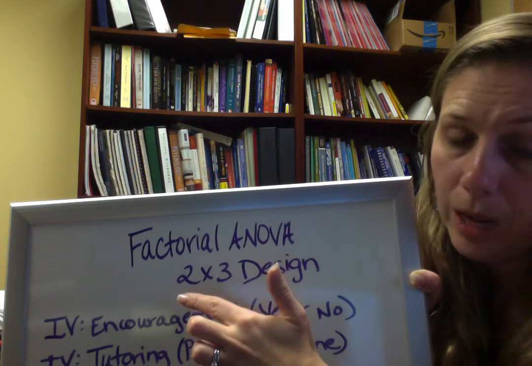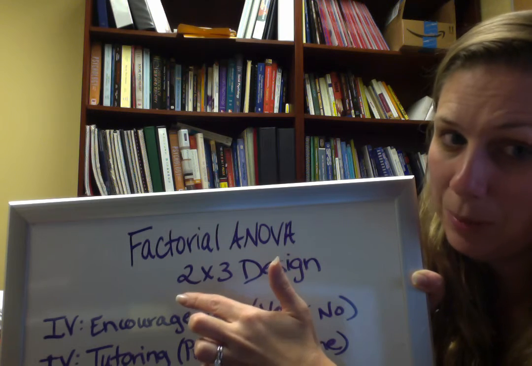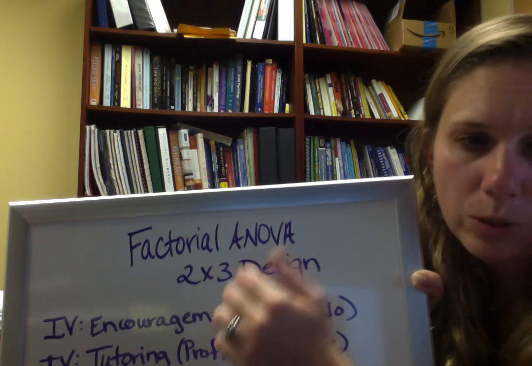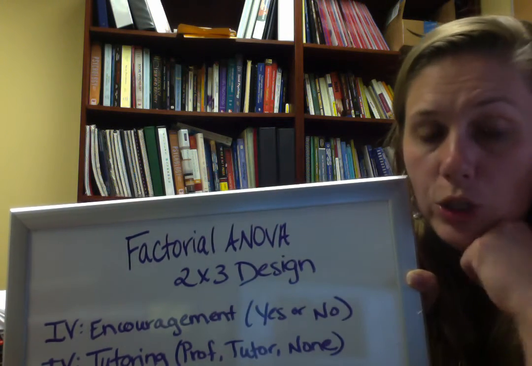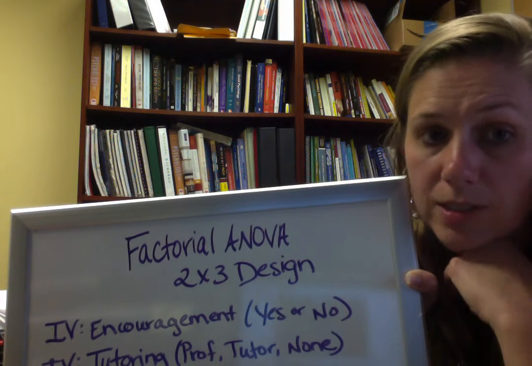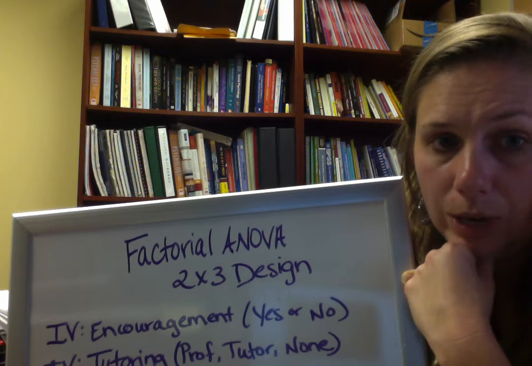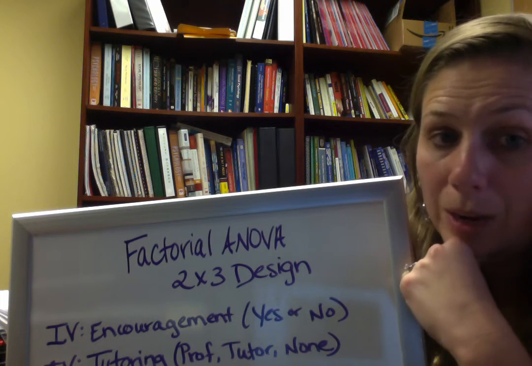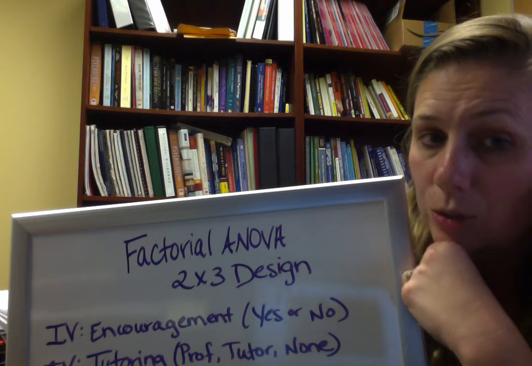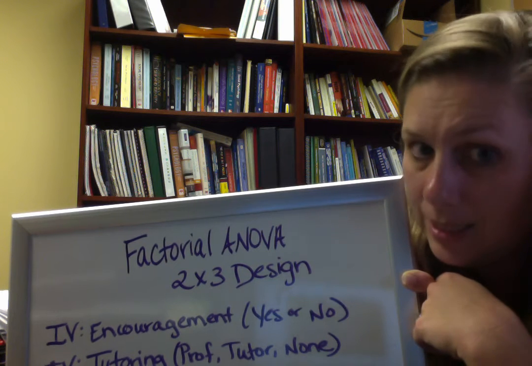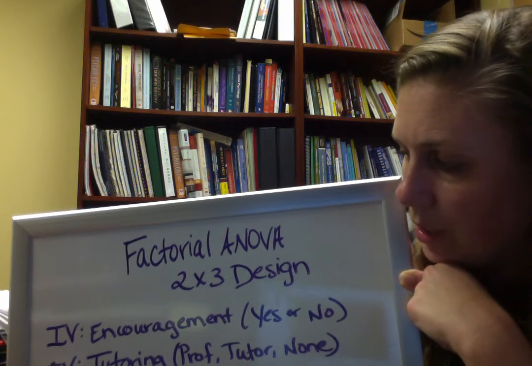If I were to draw this out in boxes, which I will be doing soon, that would give you an indication as to how many total groups or total conditions there are. And you can also just multiply these things together. Okay, so a 2x3 design has how many total conditions? 6. Okay, 6 total conditions.